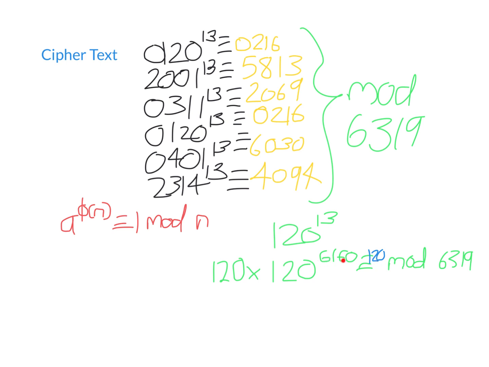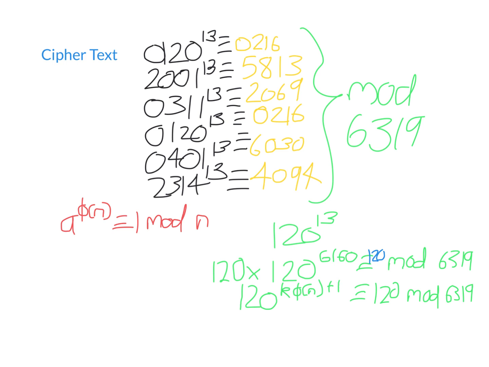But note, it doesn't really have to be phi n. Any multiple of phi n would work. If a to the power of phi n is 1 mod n, a to the power of 2 phi n or 10 phi n would also yield 1 mod n. So what I have here is 120 to the power of 1 times 120 to the power of some multiple of phi n. Remember, when we're multiplying bases, we add the powers. Really, I just need to raise 120 to the power of any number that is equivalent to 1 mod phi n. That's what it means here. Any multiple of phi n plus 1 is equivalent to 1 mod phi n.